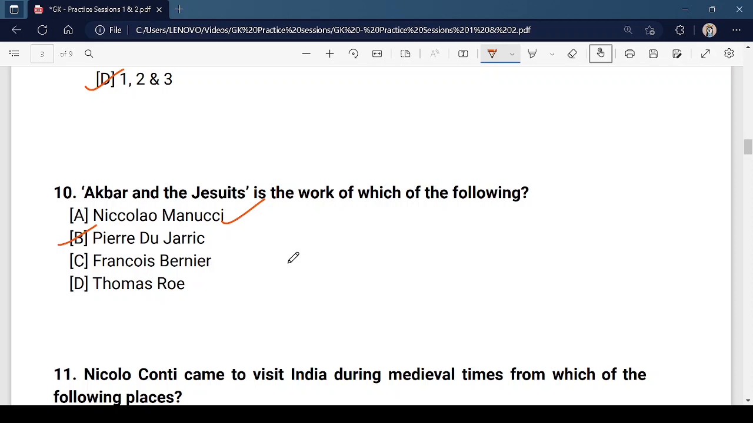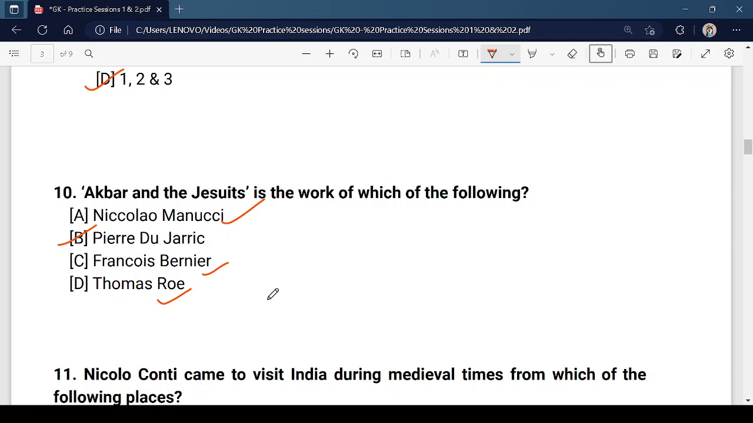So he also wrote a first-hand account of the Mughal Empire. And Francois Bernier was a physician and also a traveler. Thomas Roe was an English diplomat, and he arrived at the port of Surat in September 1615.